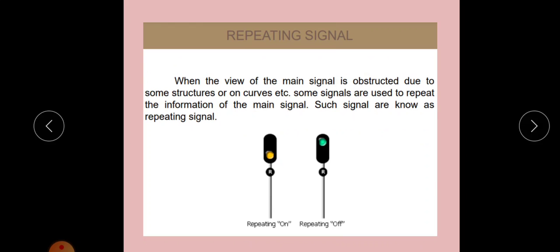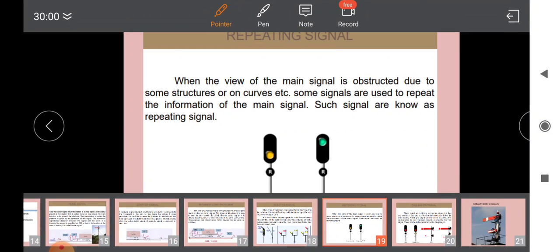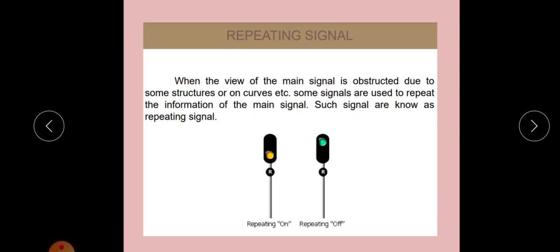Okay. Next is repeating signal. So this repeating signal is provided when the view of the main signal is obstructed due to some structures or on curves. That is, if the signal is on a curve, the main signal cannot be visible. So in that case, some extra signal is provided to repeat the information which is provided by the main signal. So that is known as repeating signal. Such signals are known as repeating signals.